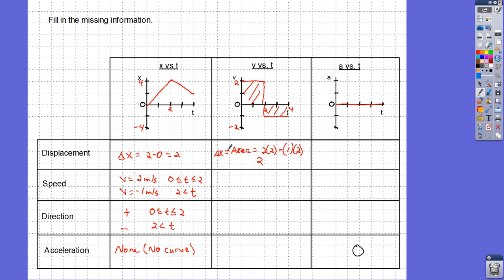So the speed, we can see that this is very clearly what we would get right there. So we've got 2 meters per second there, -1 meter per second for the second part. So for the direction, we can see that we are above the t-axis, so we have positive velocity for the first 2 seconds and negative velocity, so that sign is what tells you what direction you're moving in.